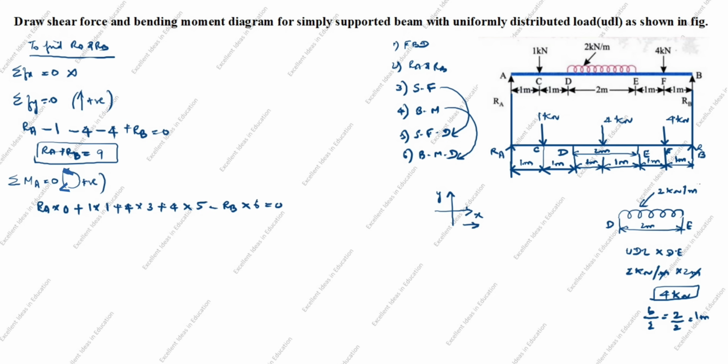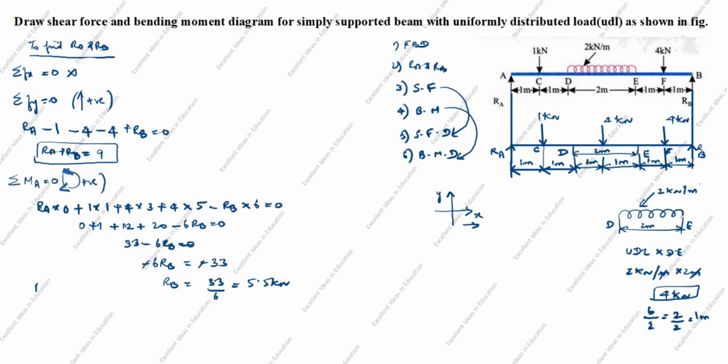Next, RA into 0 is 0 plus 1 plus 4 3s are 12 plus 4 5s are 20 minus 6 RB is equal to 0. Next, add this 3. 20 plus 12 is 32. 32 plus 1 is 33. 33 minus 6 RB is equal to 0. Minus 6 RB is equal to minus 33. Minus minus cancel. RB is equal to 33 divided by 6 equal to 5.5 kilonewton.